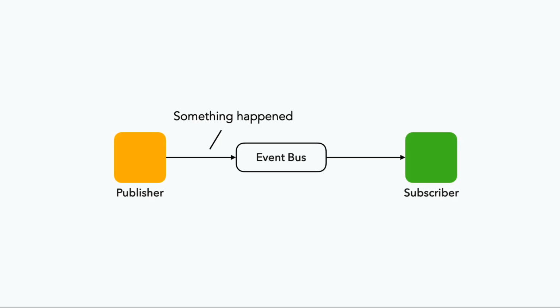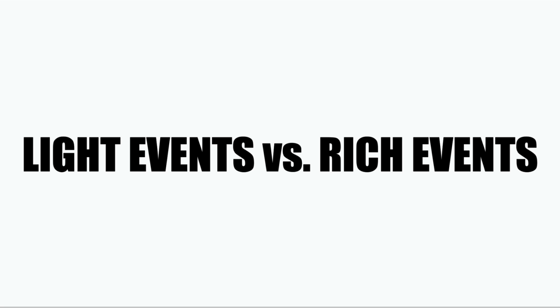When we publish an event, we need to decide what information to include in the event data. And there are two common approaches to this. Either you include just the bare minimum, and therefore a light event, or you include a rich set of contextual data, or rich events. So in this lesson, let's compare these two approaches.